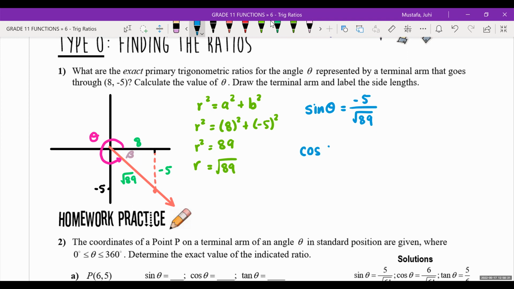Cos of that angle is going to be adjacent over hypotenuse. It's going to be 8 over root 89. And tan of that angle is going to be opposite over adjacent. It's going to be negative 5 over 8.